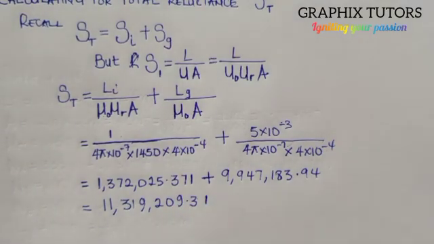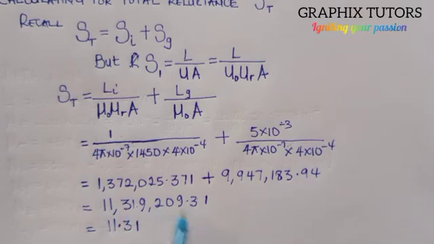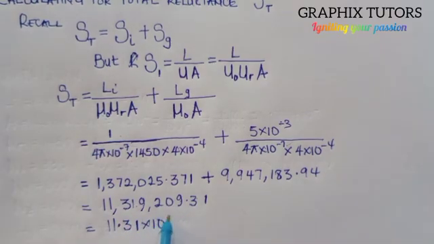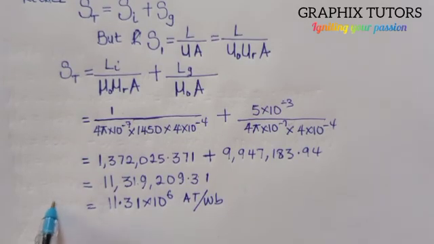So if we now want to write it in the standard form, we can say this is also written as 11.31. You see that? We start counting from the third value. We have 1, 2, 3, 4, 5, 6. So times 10 raised to the power what? 6. The unit is given as what? Ampere-turns per Weber. So that is our total reluctance of that circuit.